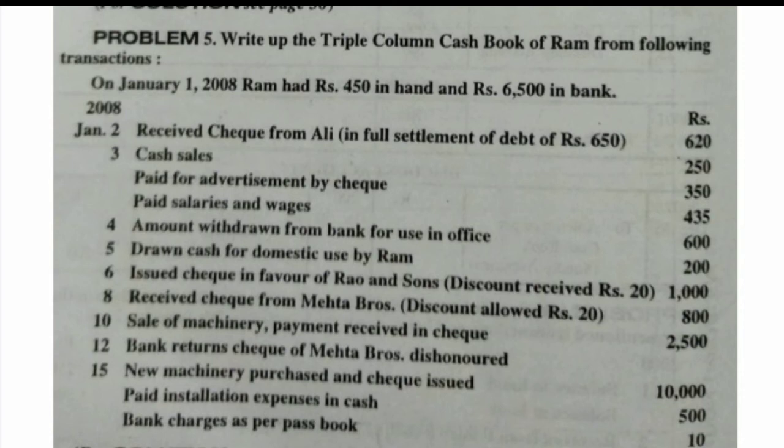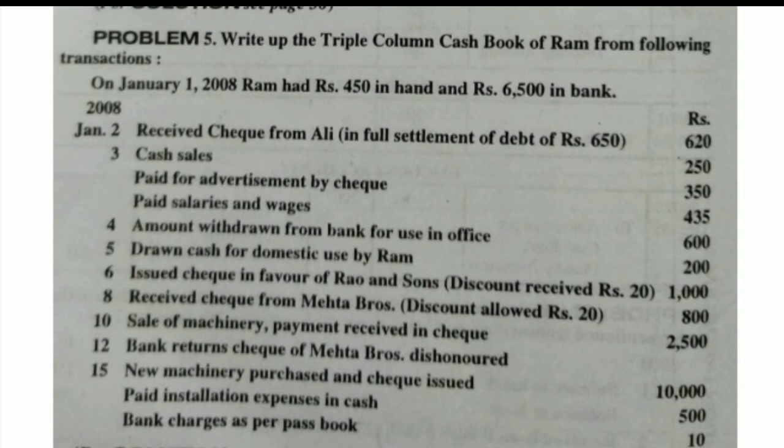And bank is on the credit side, then take the credit balance in the bank on the credit side of the cash book by cash account rupees 600 in the bank column.